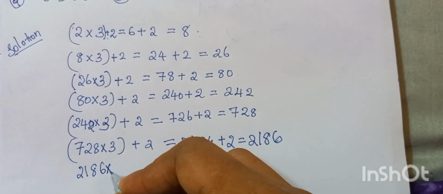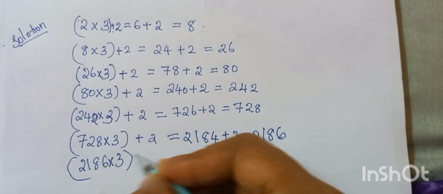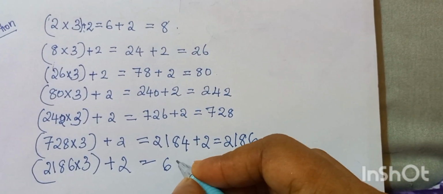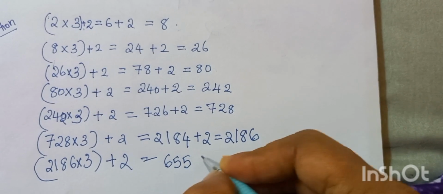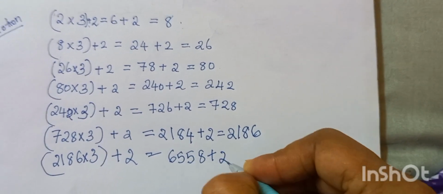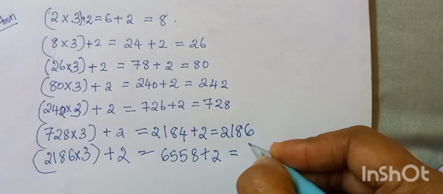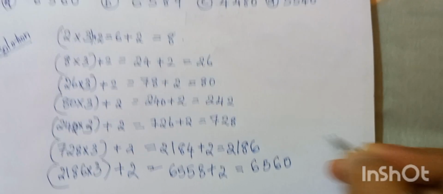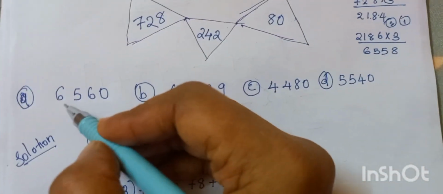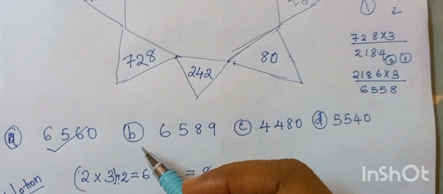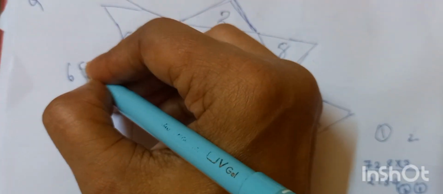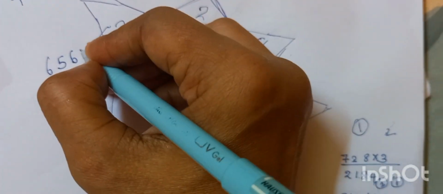2186 into 3 plus 2. This is equal to 6558. 6558 plus 2, which is equal to 6560. So option A is the answer, 6560. So the missing term is 6560.